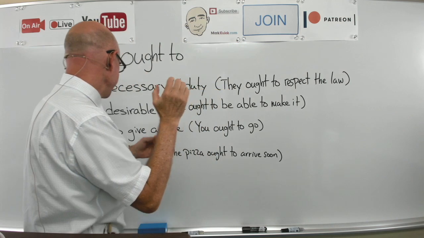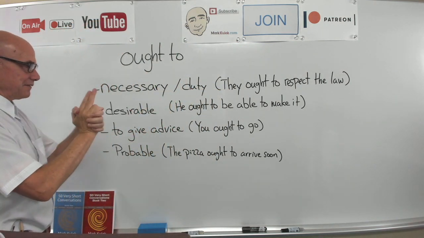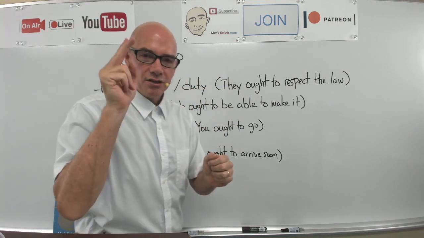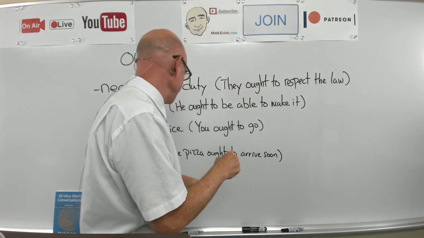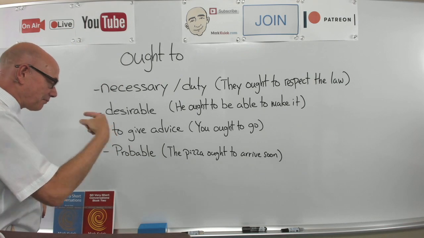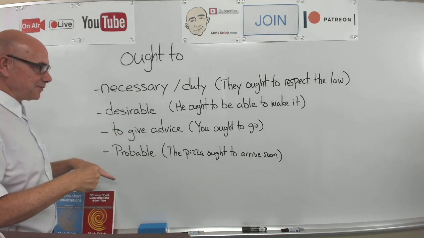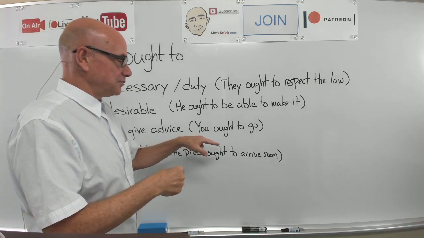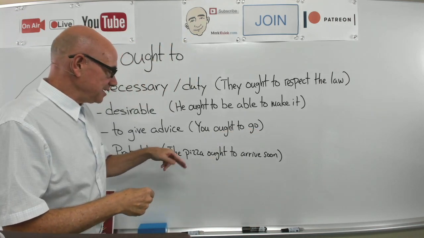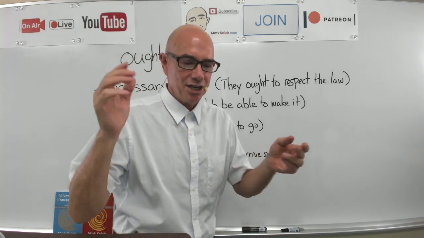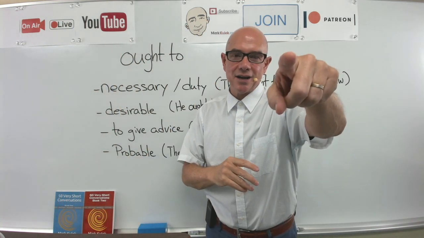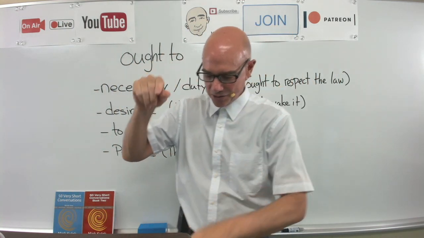Nice. All right, and we use it to give advice. You ought to go. Good advice. And then we use it for a probable outcome. So, for example, the pizza ought to arrive soon, probable. Okay, good. All right, are you ready to start? Yes? Okay, great. Let's do it.